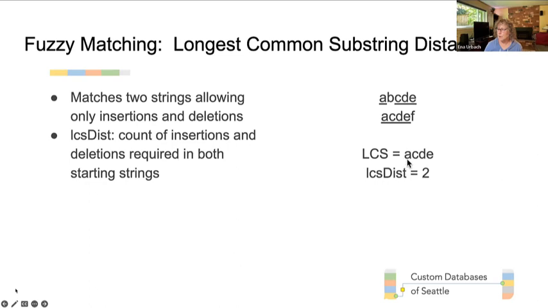Here is the longest common substring, which is A, C, D, E. And you get there by deleting the B from the first string and deleting the F from the second string. So its LCS dist is 2.